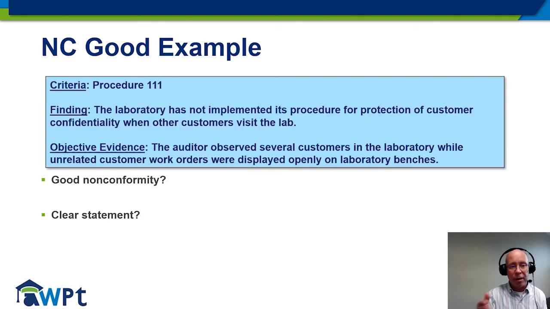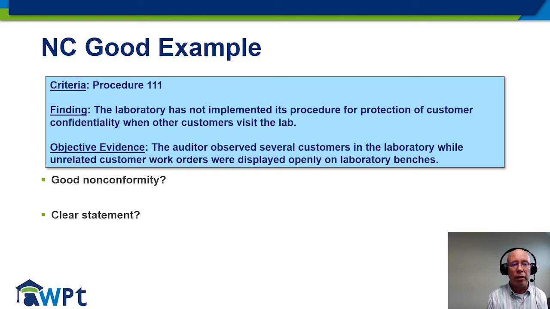All right, so here's an example. This is a good example of a nonconformance. So the criteria, remember I said that you have to point to the reference. Here we have the reference being procedure 111. The finding is the laboratory has not implemented its procedure for protection of customer confidentiality when customers visit the lab. Okay, that was the finding we gathered. Now, there could be some improvements there, but we'll leave it there for now.